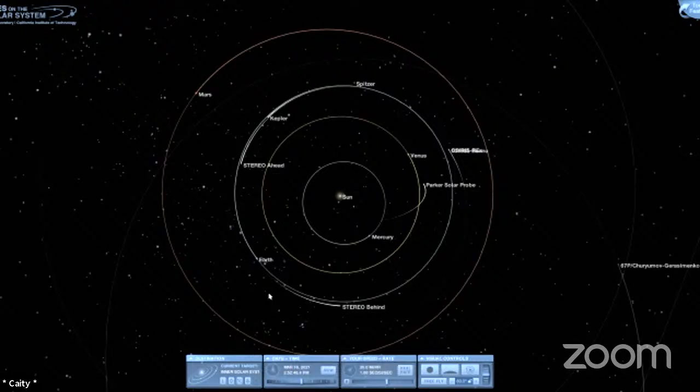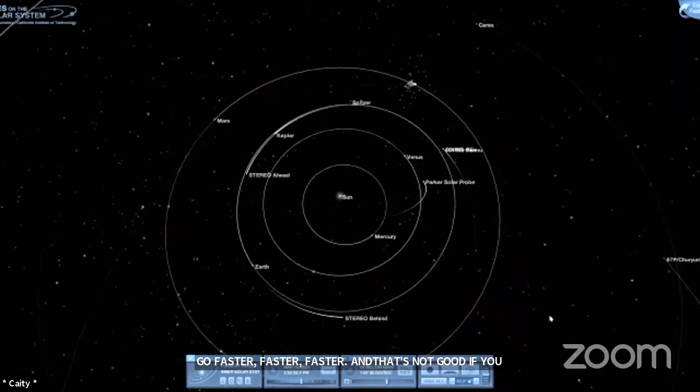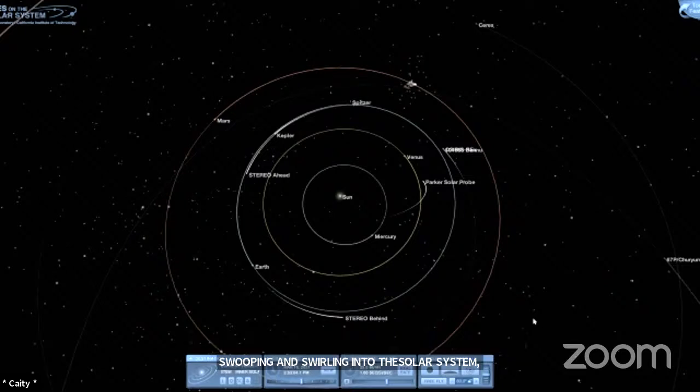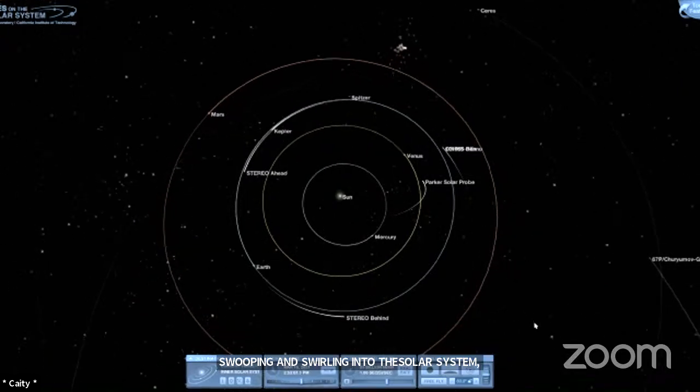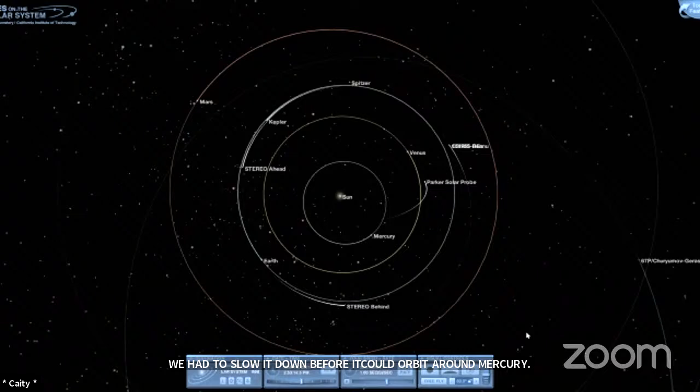So if you remember that first spacecraft trajectory we saw in that first video, the one that was swooping and swirling around the inner solar system, that was the MESSENGER spacecraft, which we sent to Mercury, and we had to slow it down before it could enter orbit around Mercury. So it spiraled around the inner solar system, having gravity assists with Mercury, Venus, and Earth, each time giving up some of its speed, until the time that it arrived at Mercury and was moving slow enough that it was able to enter orbit. So that is why you want to slow a spacecraft down.